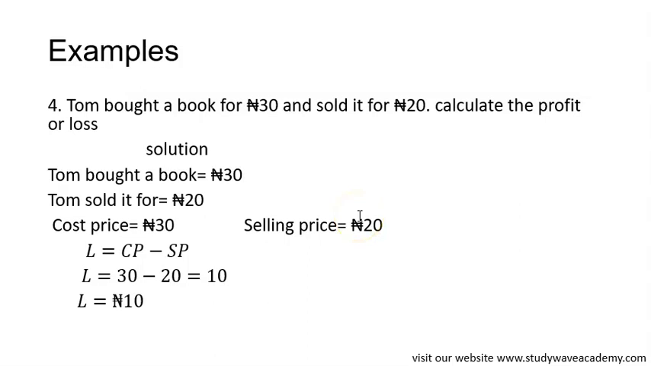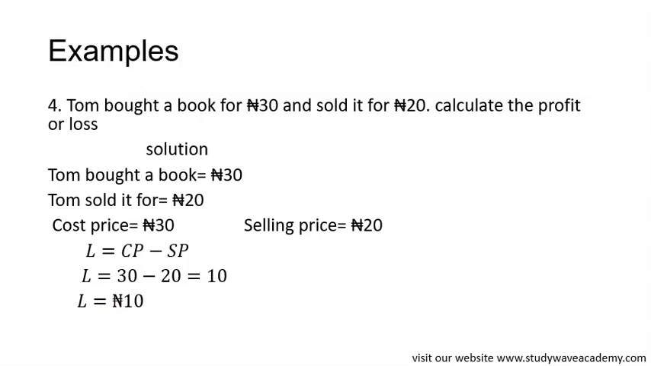The selling price is lesser than the cost price, right? So it's a loss. We're going to be using the loss formula, which is L equals CP minus SP. L equals 30, the cost price is 30 naira, and the selling price is 20. So 30 minus 20 is 10. So loss is equal to 10 naira. So Tom lost 10 naira. He lost, okay? Do you understand? Good.